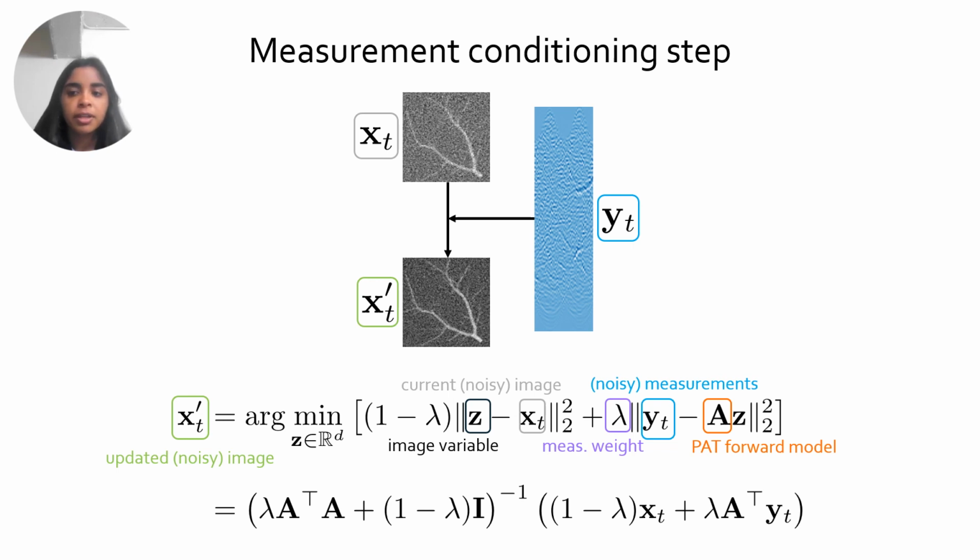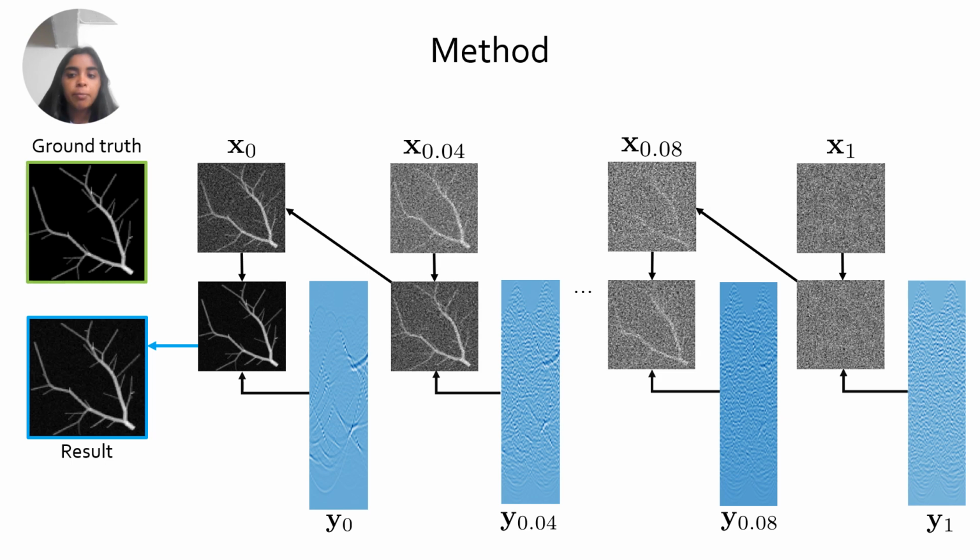It turns out that this optimization problem has a nice closed-form solution. Our sampling algorithm consists of iteratively updating xt with this measurement conditioning formula and then applying the diffusion model to denoise the image. To recap, we start with an image of pure noise at time t equals 1. We iteratively apply the measurement conditioning formula and then apply the diffusion model to denoise the image. After enough of these steps, we have a clean image reconstruction. Notice that a crucial advantage of our approach is that it can give infinitely many samples by changing the random seed. This helps give a sense of uncertainty in addition to single image reconstructions.